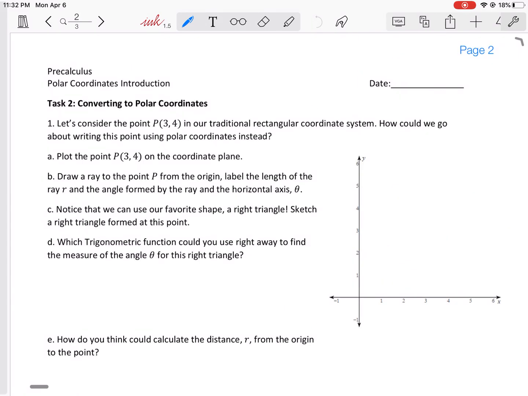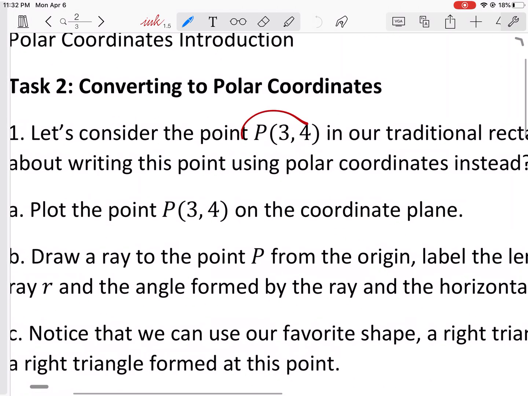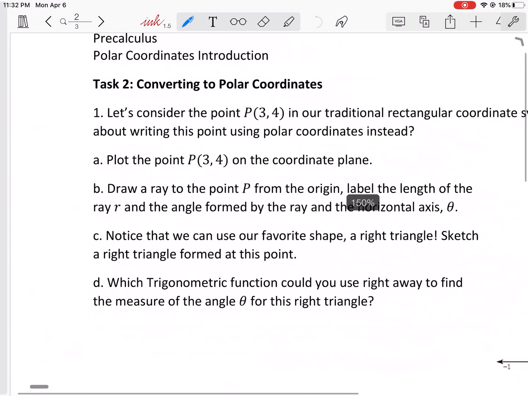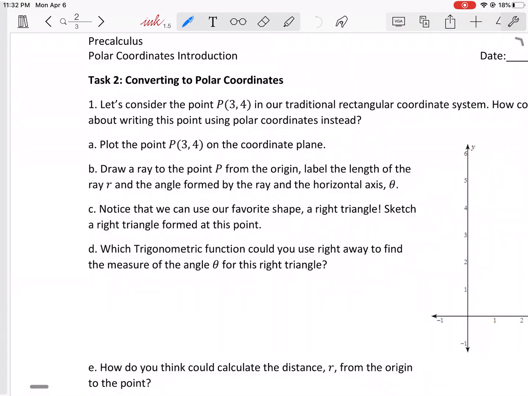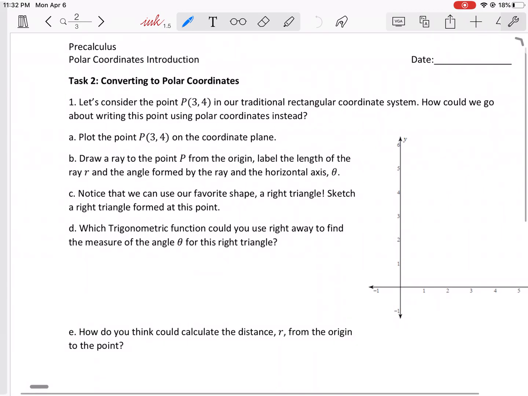All right, a big thing is going to be our ability to convert to polar coordinates when we have rectangular coordinates. So let's consider this point P, which we're going to have at the ordered pair, the coordinates 3, 4, in our traditional rectangular coordinate system. We want to know, how could we go about writing this point using polar coordinates instead?